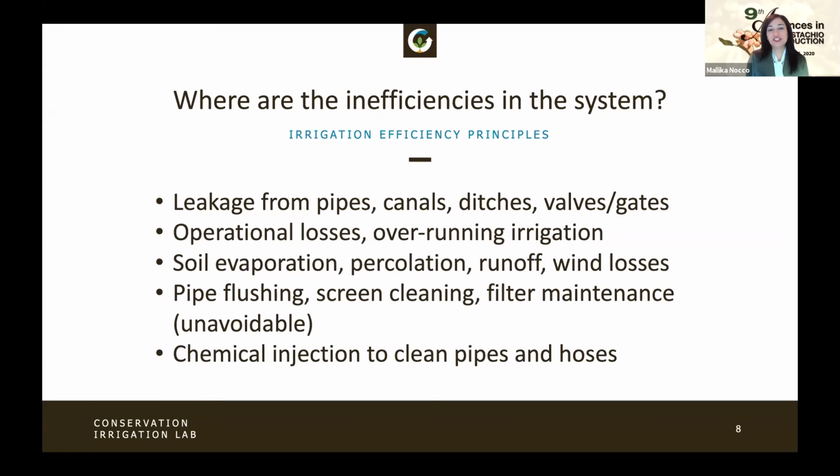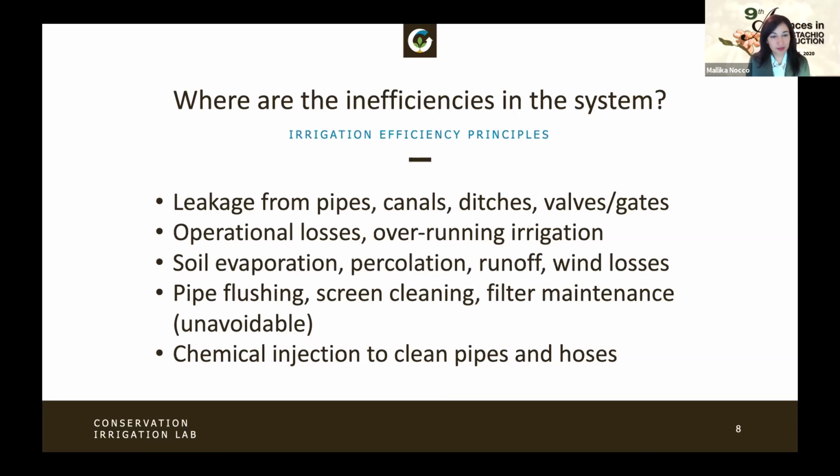So where are the inefficiencies in the system? Why aren't we always at 100%? There's leakage from pipes and canals and ditches. The whole supply pathway can be compromised by leaks all along the path. You can have operational losses, losses from overrunning your irrigation.